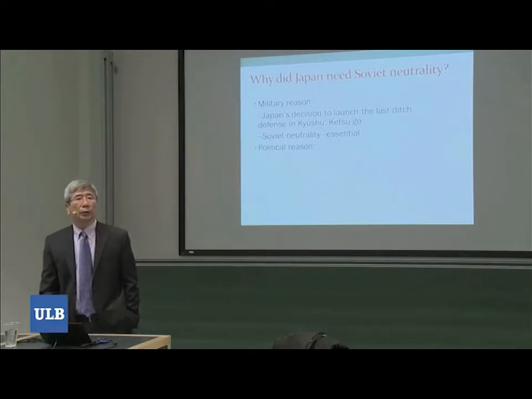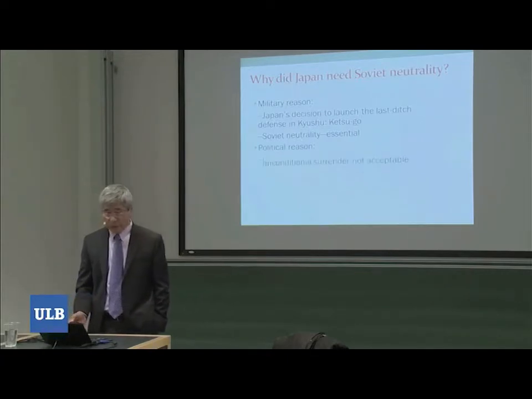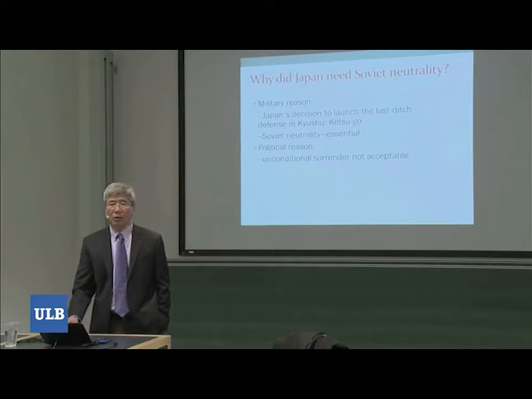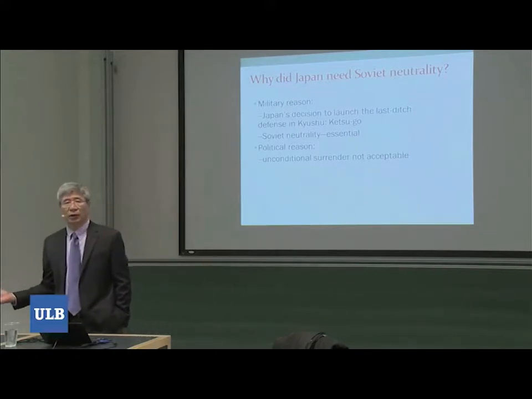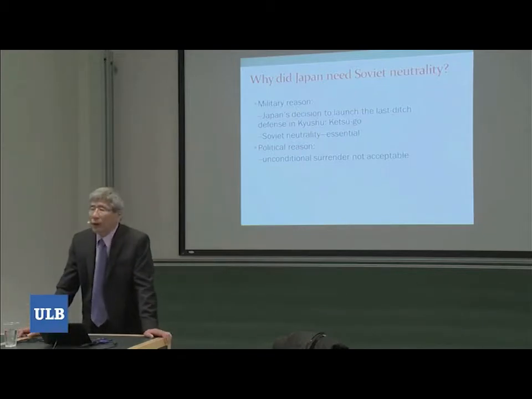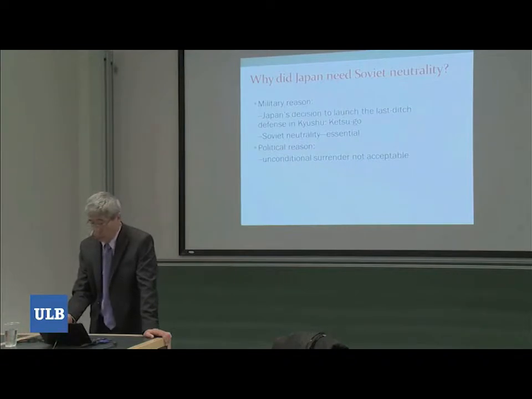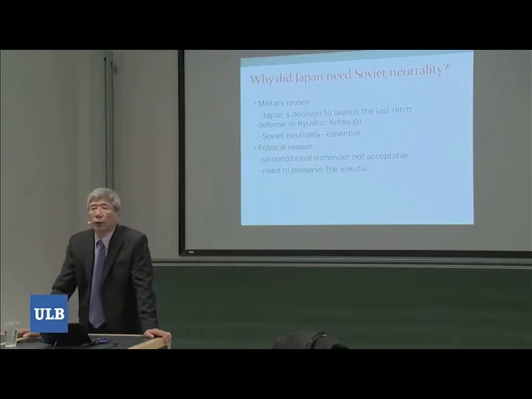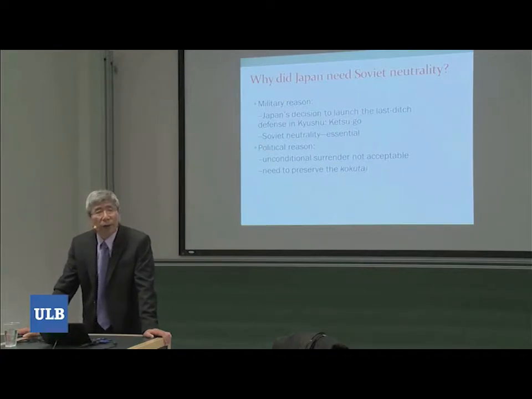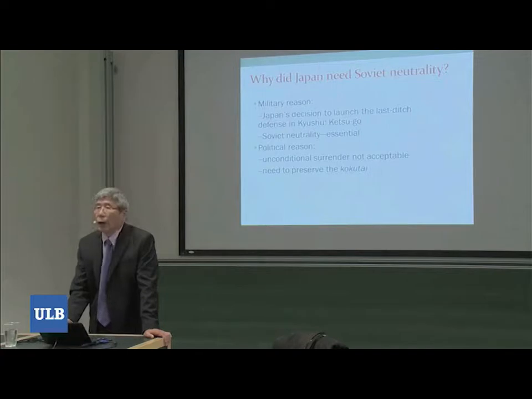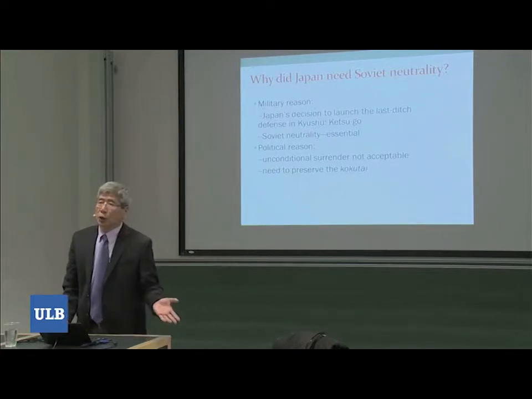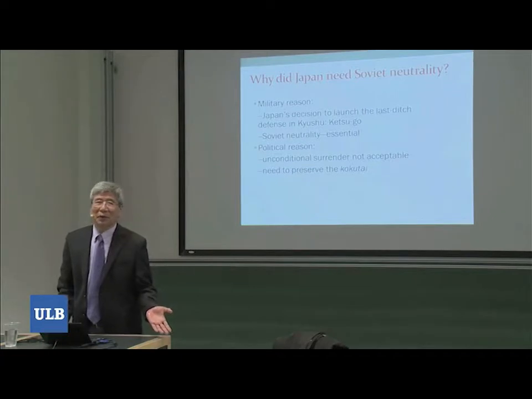Another is the political reason, precisely the unconditional surrender that the United States government was demanding. The Japanese policymakers considered this not acceptable. Why? Because they interpreted unconditional surrender as an attempt to destroy the kokutai, that is, the emperor system. And I'm going to explain what this kokutai is.